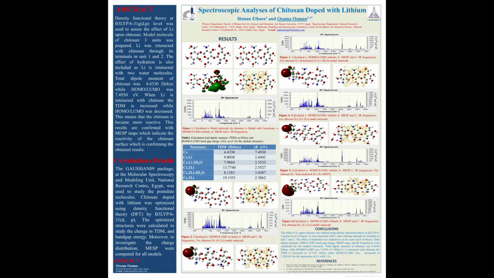The effect of lithium upon chitosan was studied using density functional theory. Lithium was interacted with 3 units chitosan through its terminals in unit 1 and 2. The effect of hydration was studied too at the same level of theory. Total dipole moment, HOMO-LUMO band gap energy, molecular electrostatic potential maps and IR frequencies were calculated for the studied structures.